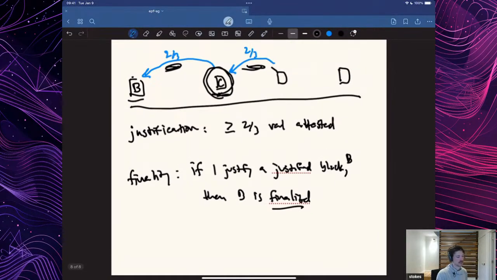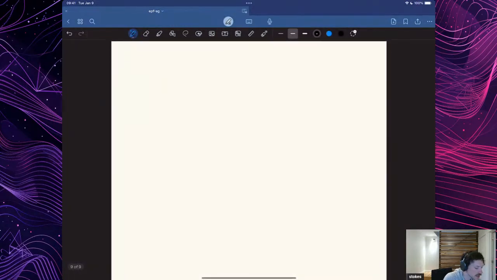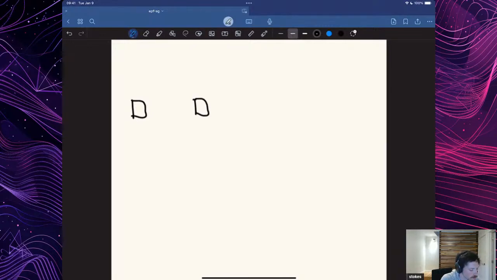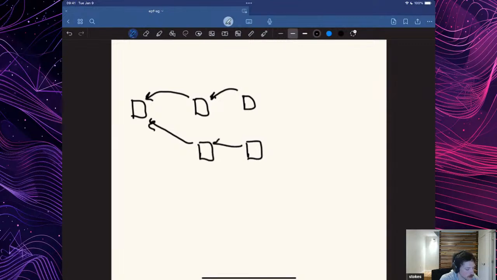Let's see what to say here. I guess I'll just explain what we mean. It's final because if we had then tried to justify a different block, let me do this. Let me just draw these arrows. There's again this notion of slashing. For example, attesting to two conflicting blocks here would be slashable.